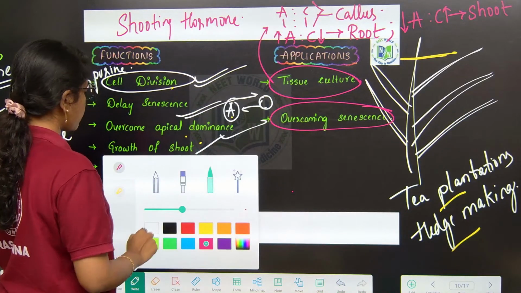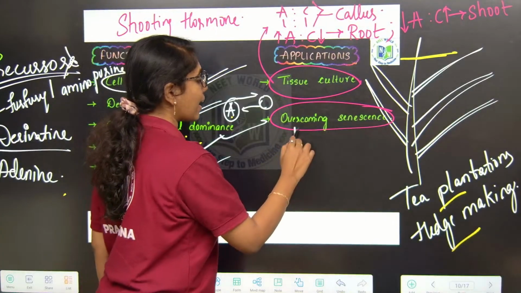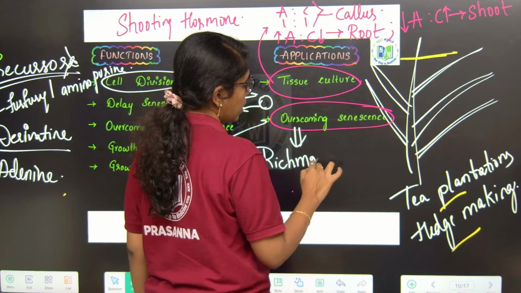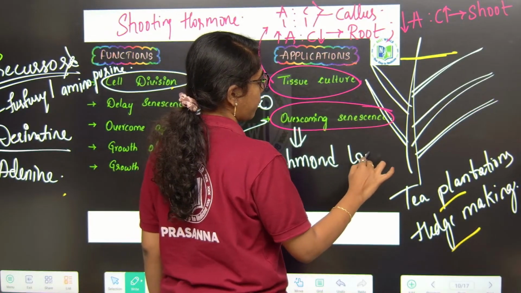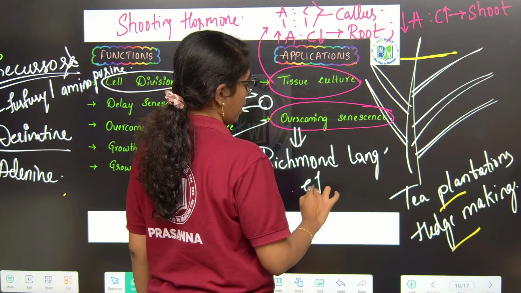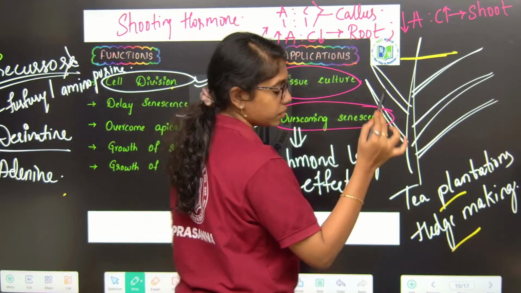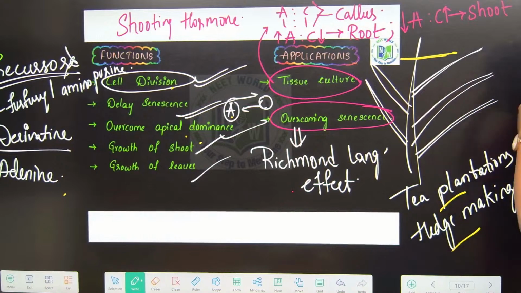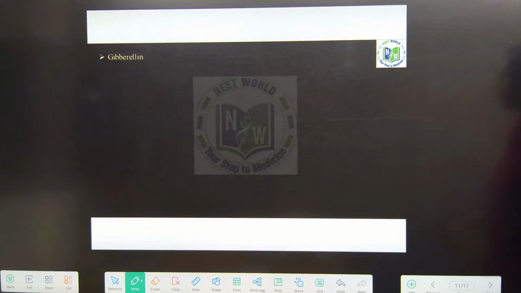This is well explained by the Richmond-Lang effect. Fine. Take down quickly, else I will send the notes. We will go for the next hormone.